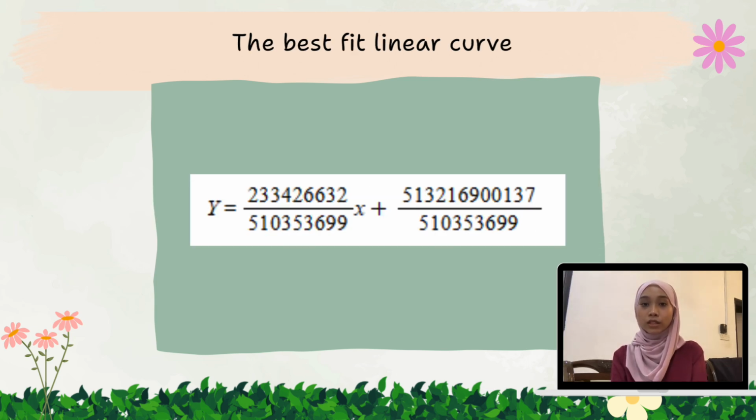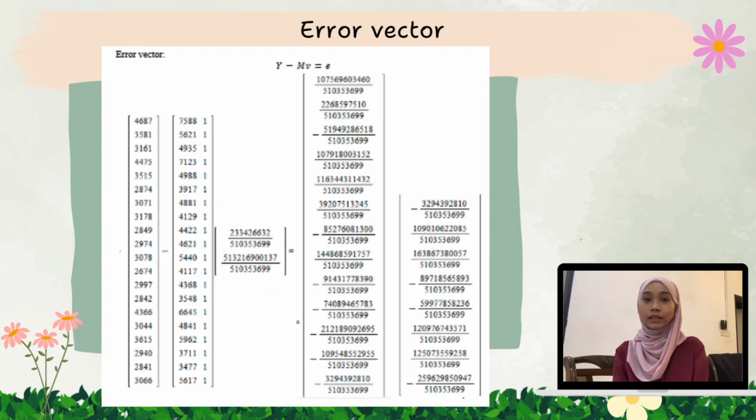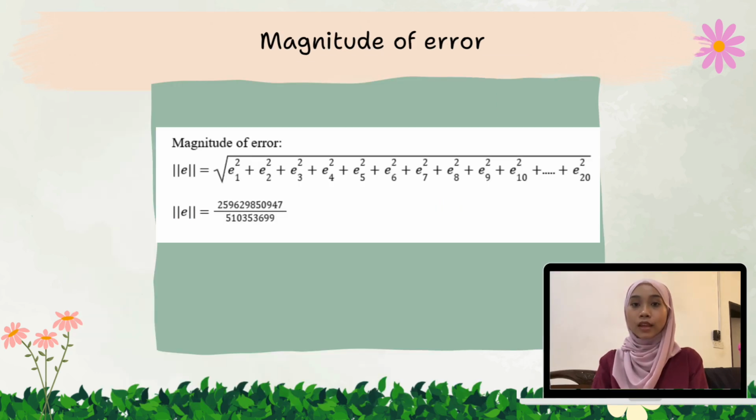So as you can see, this is the best fit linear equation curve. This is the error vector. We let the equation Y minus MV equal to E. So this is the magnitude of error.